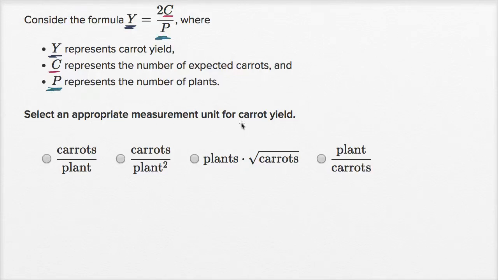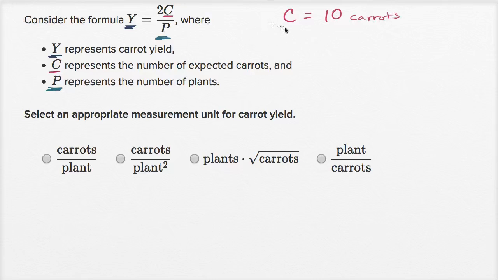So the key here is to realize that we can treat units like we would treat algebraic variables. For example, if our yield is 2 times the number of expected carrots divided by the number of plants, we could put some numbers in here to make it more interesting. Let's just say that C is equal to 10 carrots, and I'm just making these numbers up, hopefully it makes sense what I'm about to do.